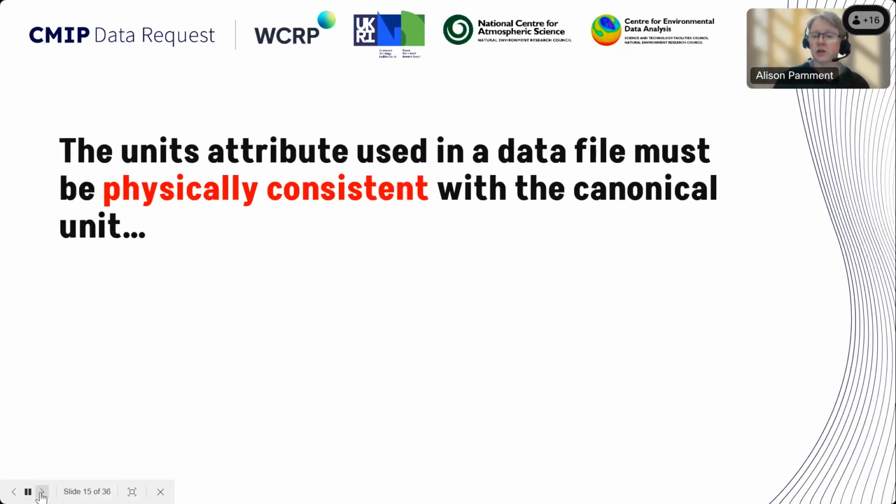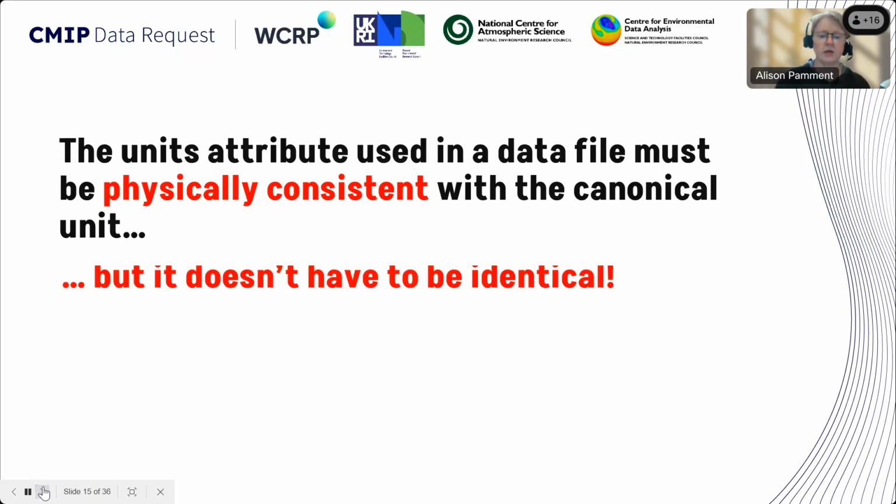Okay, I did mention canonical units, and this is a point I would just like to emphasize as well. Something that also does confuse new users is that the canonical unit is used to set the physical dimensions in the sense of mass, length, time, temperature, and so on. The units you use in your data file need to be physically consistent with the canonical unit, but they don't have to be identical. So for example, if you've got a temperature and the canonical unit is Kelvin, it's still okay to use degrees Celsius in your file if that's what you prefer to use. Or if it's got a canonical unit of seconds, but you want to report your values in years or days or something, that's fine.